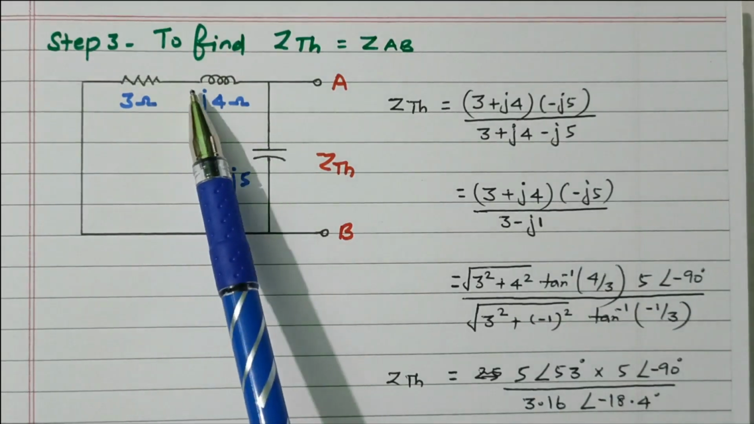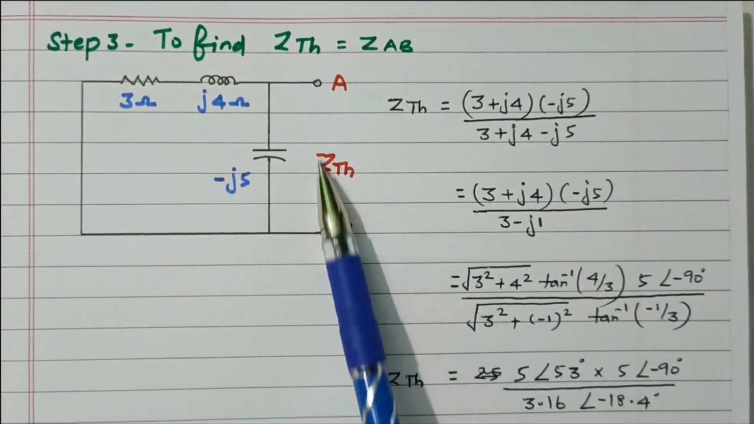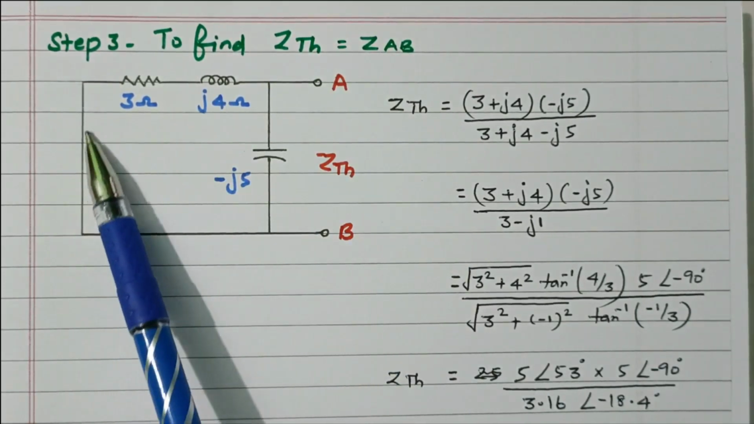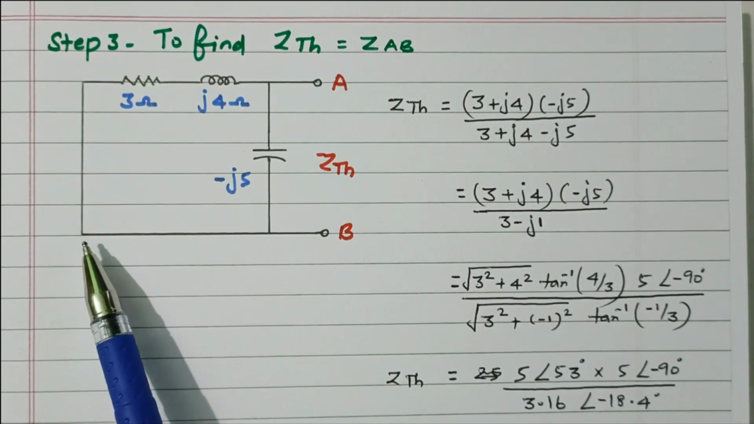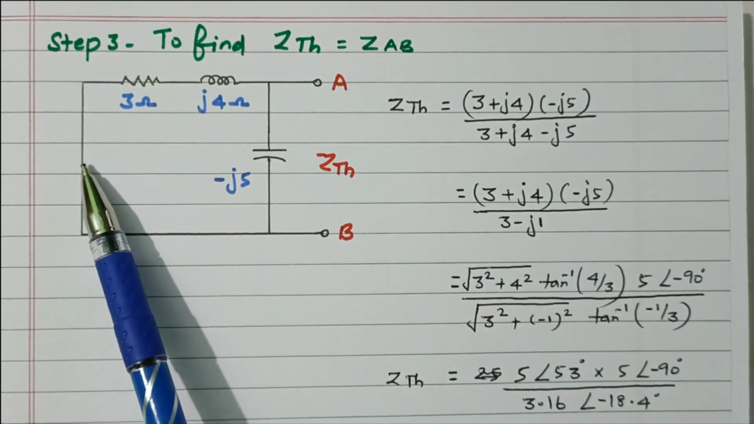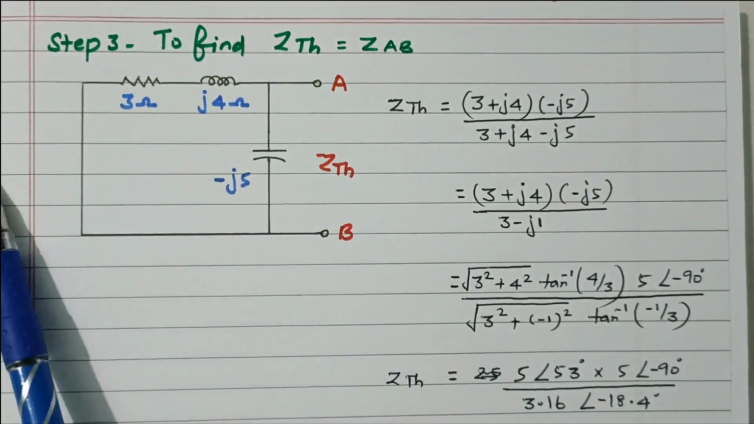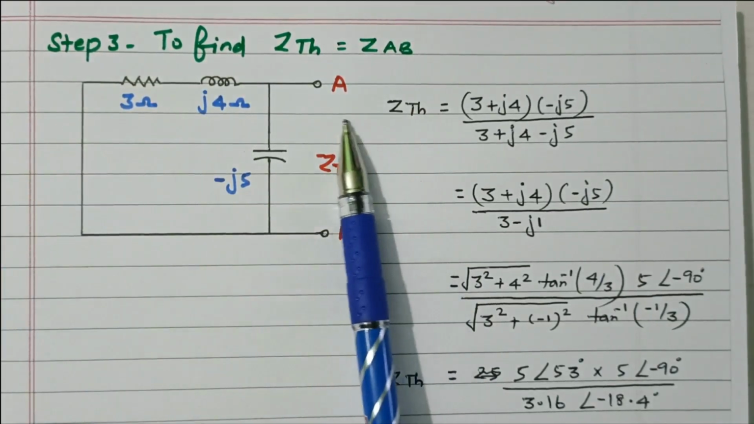So the next step, find the Thevenin impedance, that is ZAB, the impedance across AB, by removing the voltage source. By removing the voltage source, it is short circuited. If you remove a current source, it will be open circuited. Here the voltage source is short circuited. We need to find the impedance from the load side, not from the voltage source side.